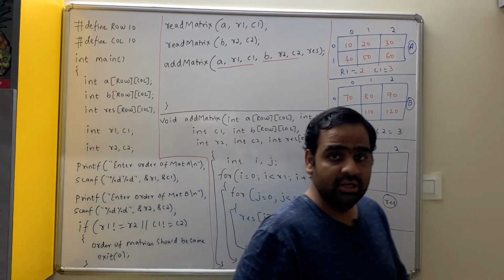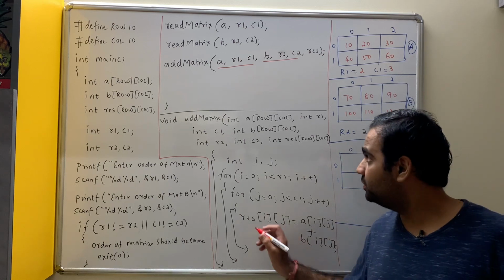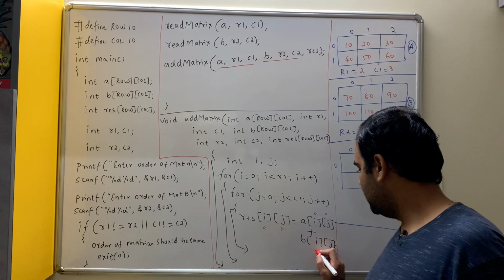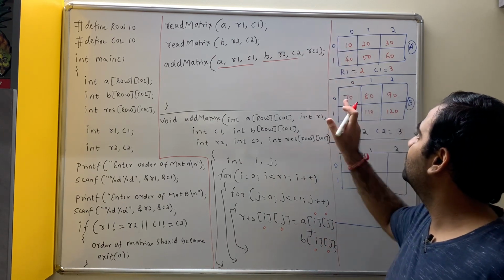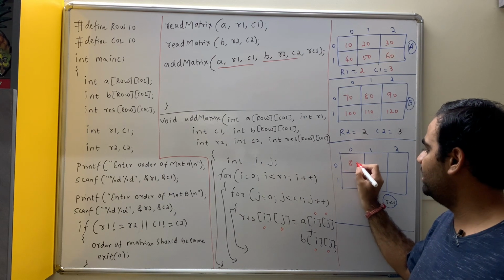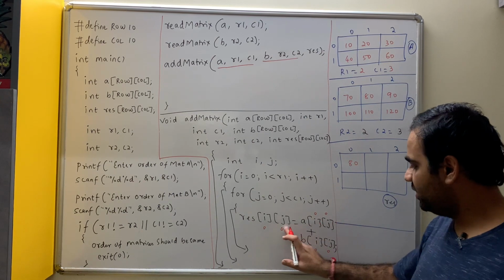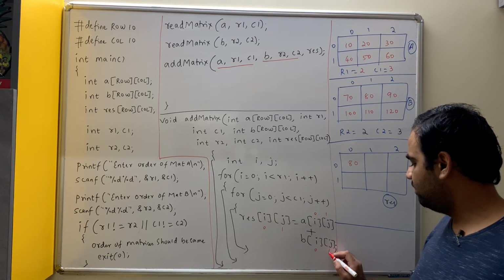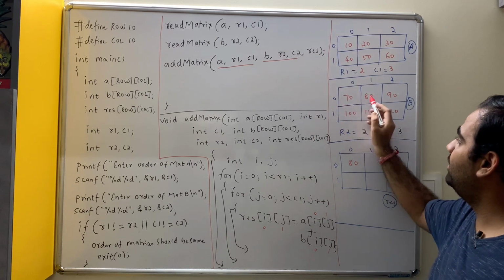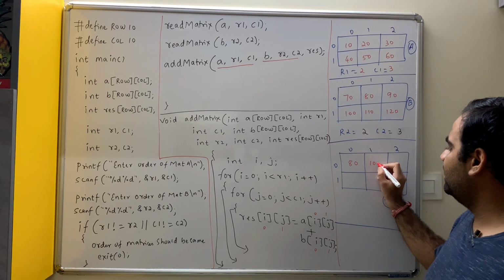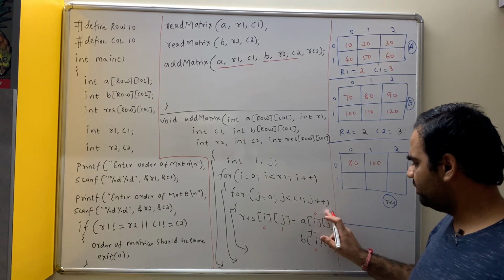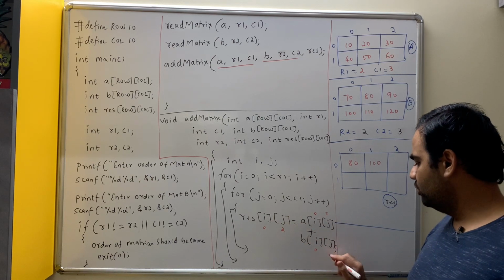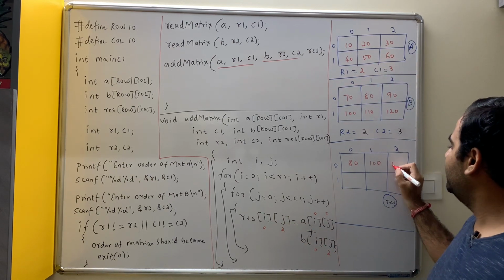Okay, now see here, the value of i is 0, j is 0, resultant of 0, 0 is equal to A of 0, 0 plus B of 0, 0. What is A of 0, 0? 10, B of 0, 0 is 70, 10 plus 70 is 80. Now you say j plus plus, the value of j becomes 1, resultant of 0, 1 is equal to A of 0, 1 plus B of 0, 1. Now A of 0, 1 is 20, B of 0, 1 is 80, 20 plus 80 is 100. J plus plus, the value of j becomes 2, resultant of 0, 2 is equal to A of 0, 2 plus B of 0, 2, it is 30 plus 90 is 120.